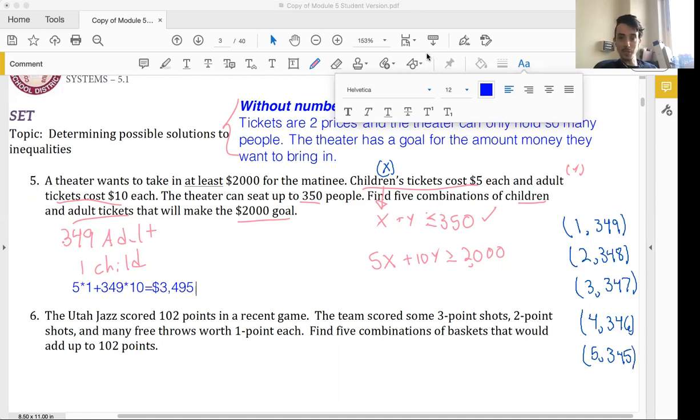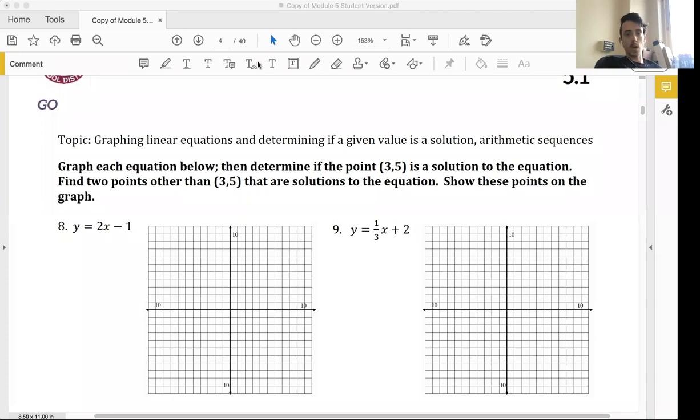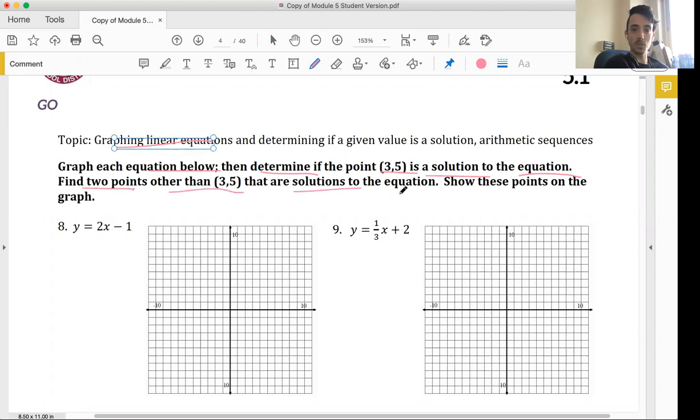Those options could work. All right, and we're graphing a little bit more to round out the go. Hope that's okay with you. You've done a great job so far sticking with us. This has us graphing each equation below, determining if 3, 5 is a solution to the single equation, and then finding 2 points other than 3, 5 that are solutions to the equation. Show the points on the graph. Sure thing. Let's hop right into it.